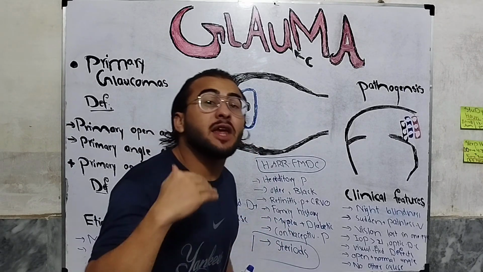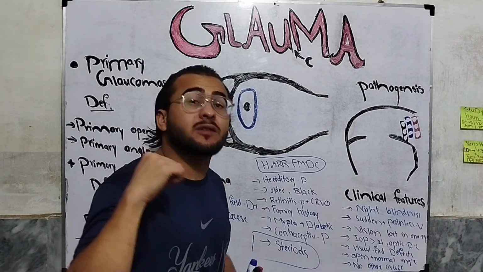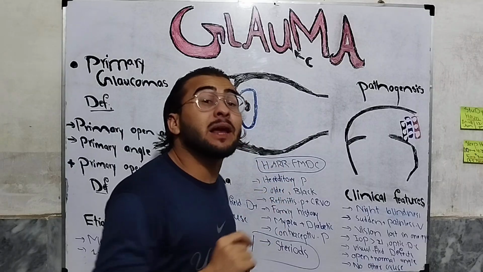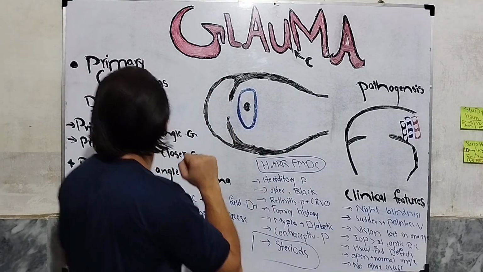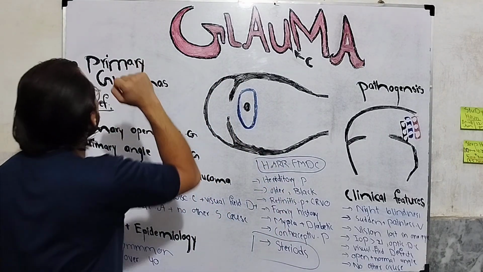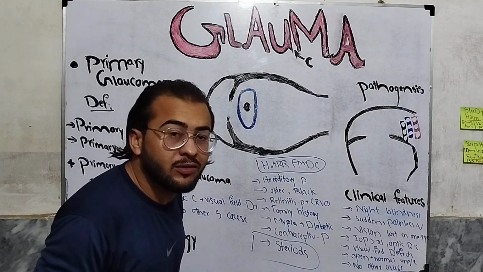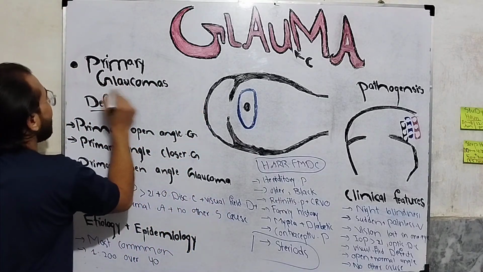Now we will discuss acquired glaucomas. Previously we discussed congenital glaucoma, primary infantile glaucoma. The first acquired type is primary glaucomas. So what is primary glaucoma?